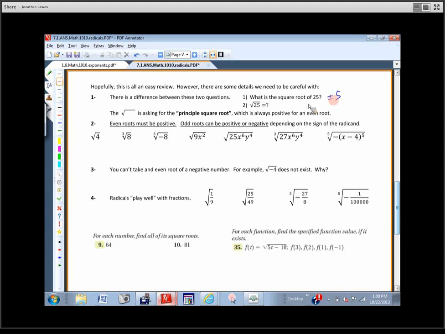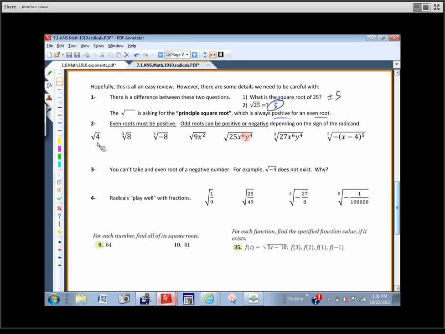It's that symbol that tells us it's the principal square root. So if they don't use the symbol, it could be plus or minus. If they do use the symbol, it's got to be the principal square root. Or if they said it a different way, what number do you square to get 25, or something like that. So that radical is always asking for the principal square root. That makes it positive for an even root. So even roots have to be positive. Odd roots can work out to be positive or negative depending on the sign of the radicand.